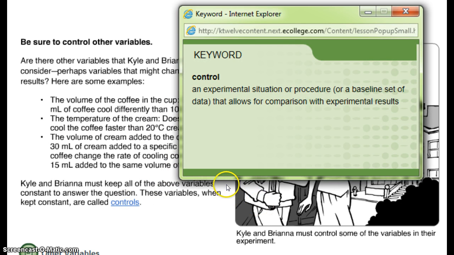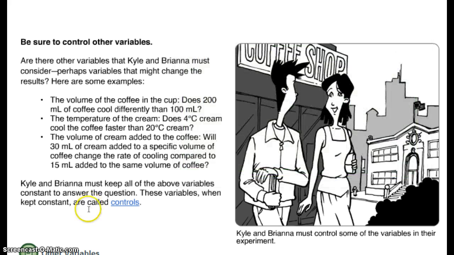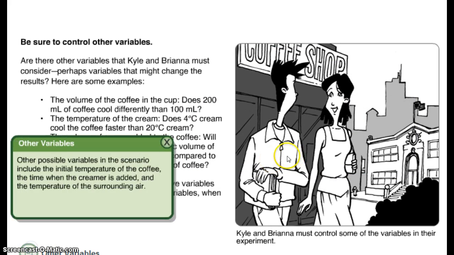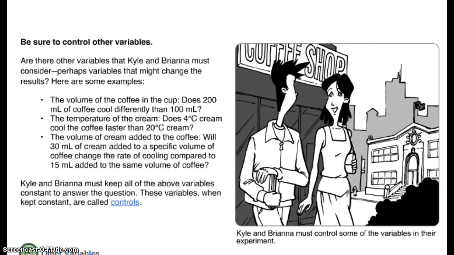Controls: an experimental situation or procedure, or a baseline set of data that allows for comparison with experimental results. Other variables. Other possible variables in this scenario include the initial temperature of the coffee, the time when the creamer is added, and the temperature of the surrounding air.